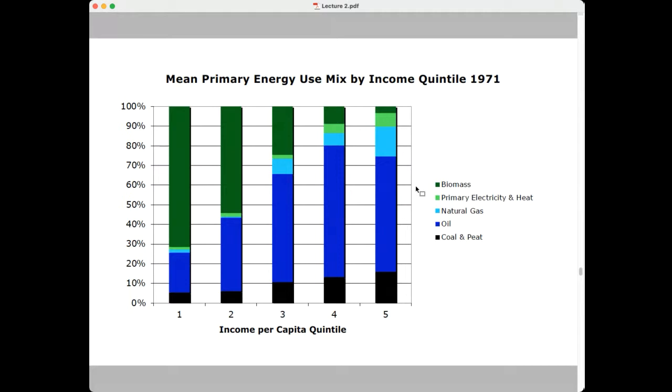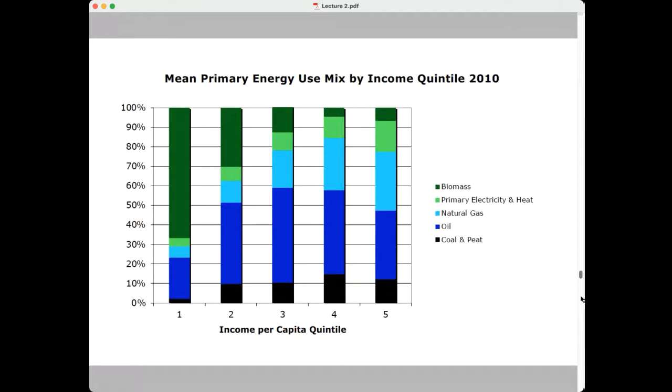Another fact is energy quality. This is probably a pretty obvious one. The richer you are, the more you use cleaner and more productive types of energy, like natural gas, oil, and primary electricity and heat. This is in 1971. These are the whole world divided into 5 groups. Of course, the poorest people use a lot of biomass, and as you went to higher income levels, you started adding more of these more advanced, more productive types of fuels, primary electricity, natural gas. Coal is pretty constant over time.